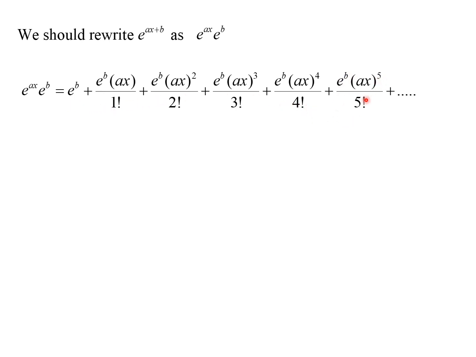Now, because ax is to the power of n in each term, this again can be written as a summation of a power series. So we can take the a power n out as a constant, and e power b exists in each term, so it's another constant. And we can write x to the power of n over n factorial, which is a form of a Maclaurin expansion.